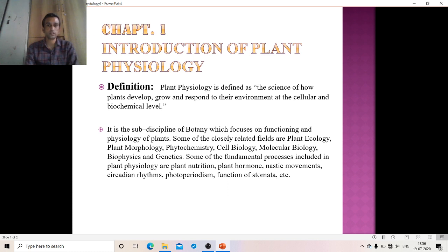In plant physiology, we see some topics, for example, some fundamental processes, including plant nutrition, plant hormones, nastic movement, circadian rhythms, photoperiodism, and function of the stomata. All these topics we study under plant physiology. These topics we see in a subsequent chapter or next chapter.